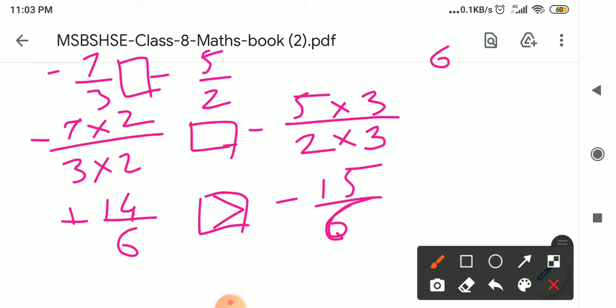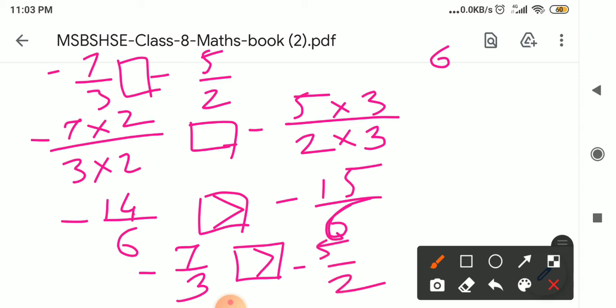If both numbers were positive, at that time 15 upon 6 was greater, but here both numbers are negative. That's why 14 upon 6 is the greater one, and that's why minus 7 upon 3 is greater than minus 5 upon 2. And the reason behind it is that when the numbers are negative, the smaller number is greater. Okay, understood all of you? So note this down.